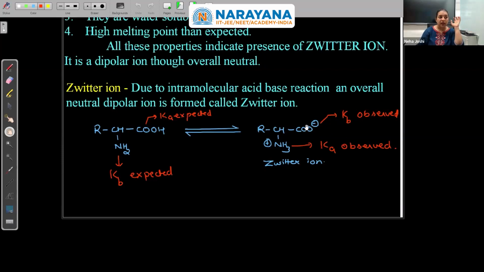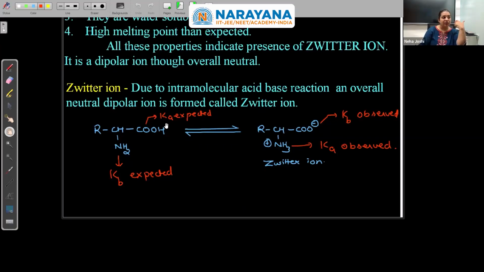Dipolar ion, zwitter ion, minus and positive. So this is the Ka that we expected, that of carboxylic acid. This was the Kb we expected. But what we found is in fact absolutely different. We did not find the Ka of carboxylic acid. We observed the K of the conjugate acid of NH2. Are you getting my point?